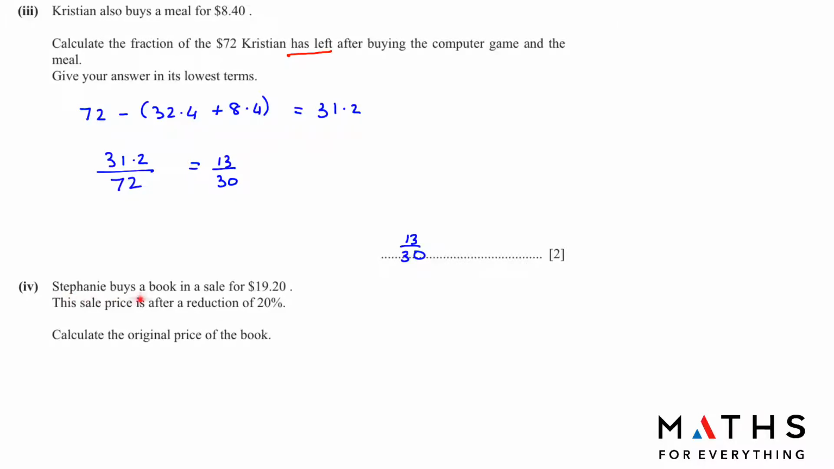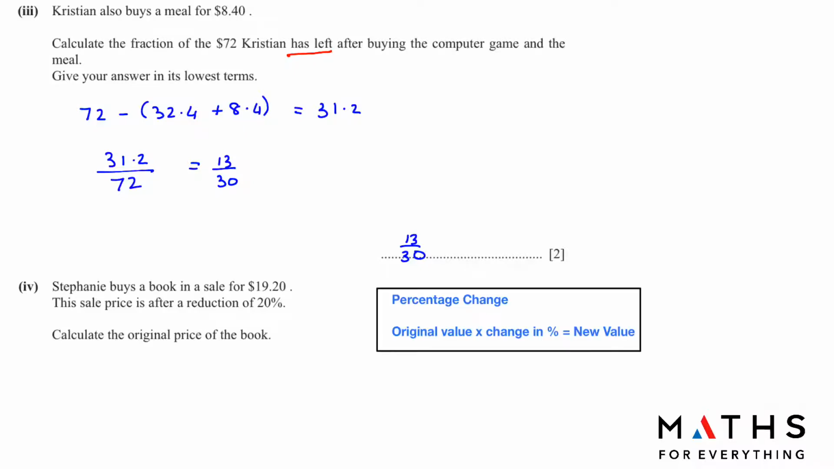Next, Stephanie buys a book in a sale for 19.20. The sale price is after a reduction of 20%. Calculate the original price of the book. Whenever you are solving a percentage change question, there is a rule we can use. The original value multiplied by the change in percentage gives the new value. Suppose you have the original value, then you multiply by the percentage change and you will get the new value. And if you have the new value, then also we can use this.